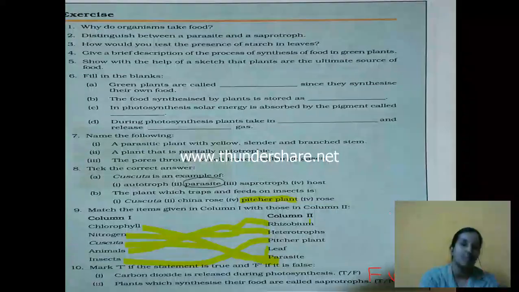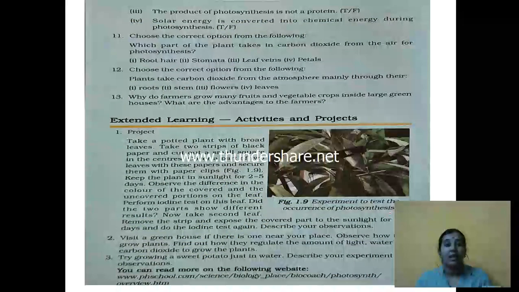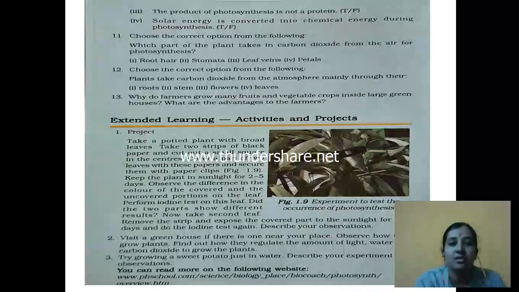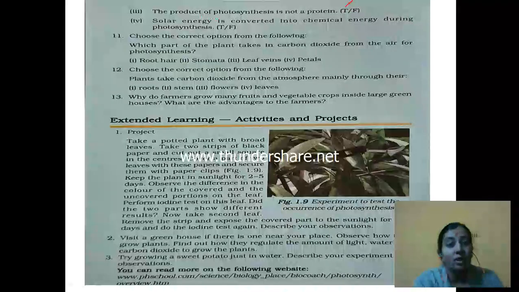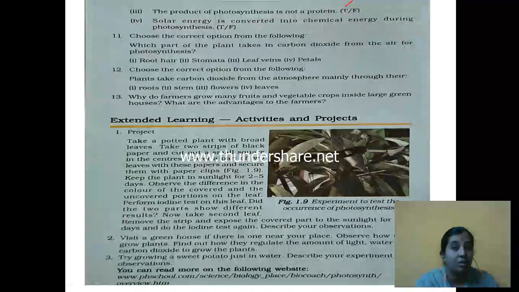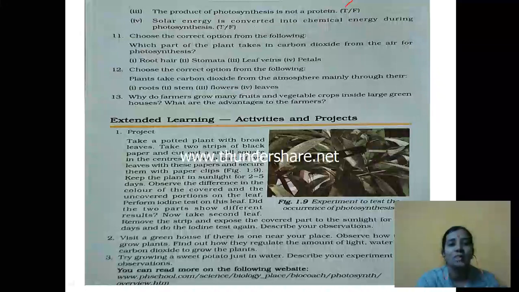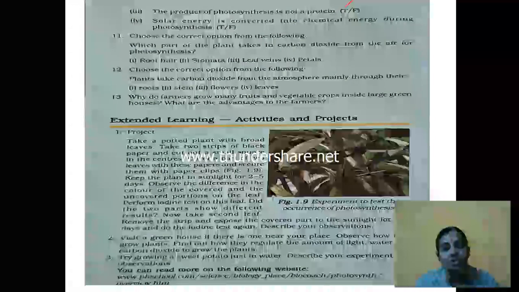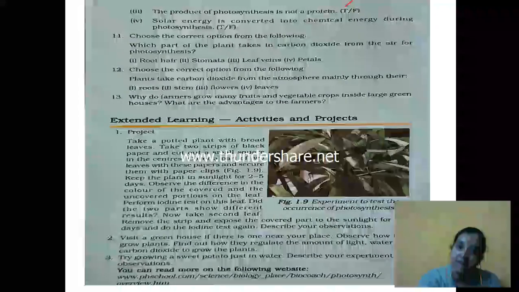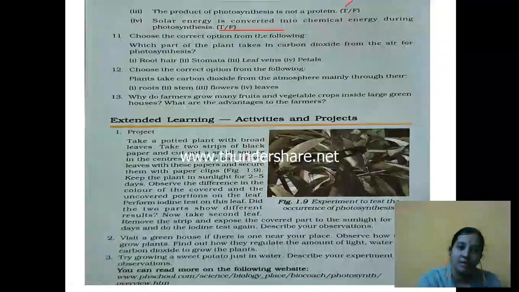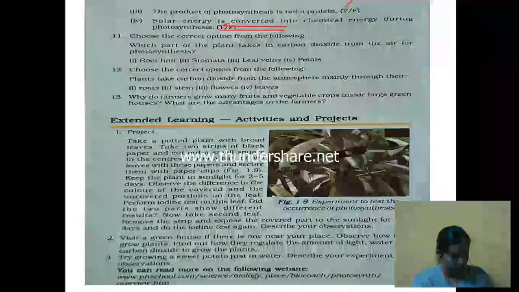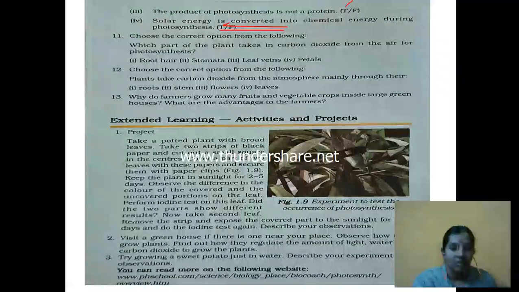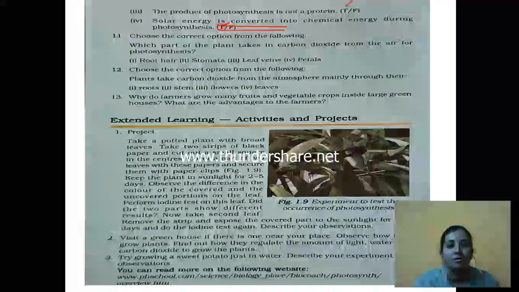It is false. Okay, now let's go next. The product of photosynthesis is not a protein. True. So the product of photosynthesis is a carbohydrate but not a protein. Solar energy is converted into chemical energy during photosynthesis. Yes, the solar energy is converted into chemical energy. Yeah, it is true. I'll write it here.